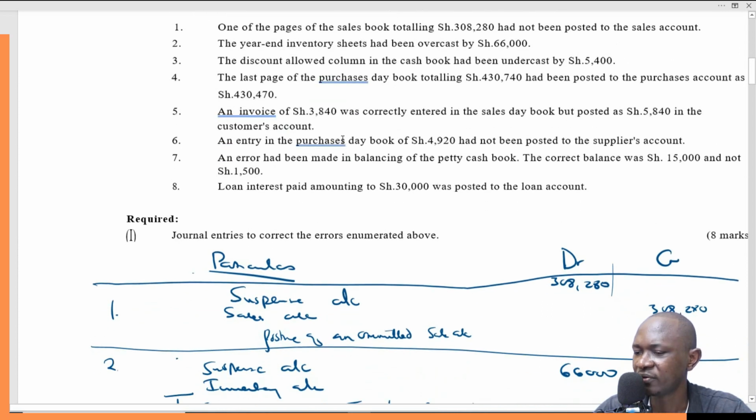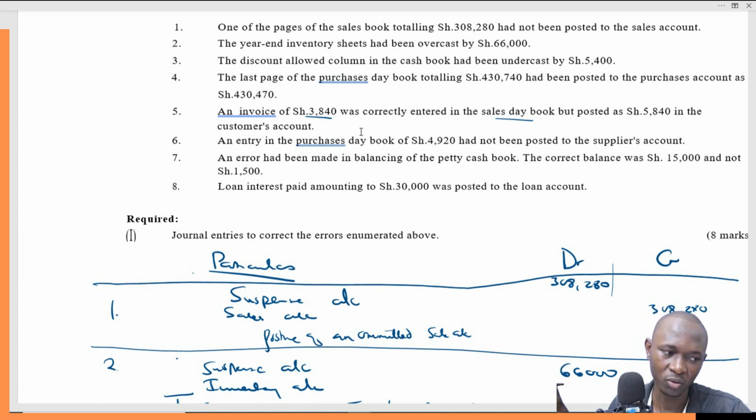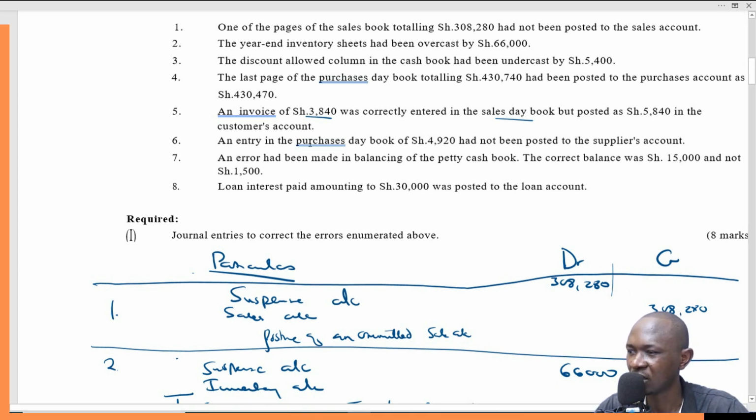An invoice of 3,840 was correctly entered in the sales daybook but posted as 5,840 in the customer's account. It was correctly entered in the sales daybook, no problem. It was posted in the customer's account as 5,840 instead of 3,840, so it's the customer side that has the problem. The customer in this case is the debtor.